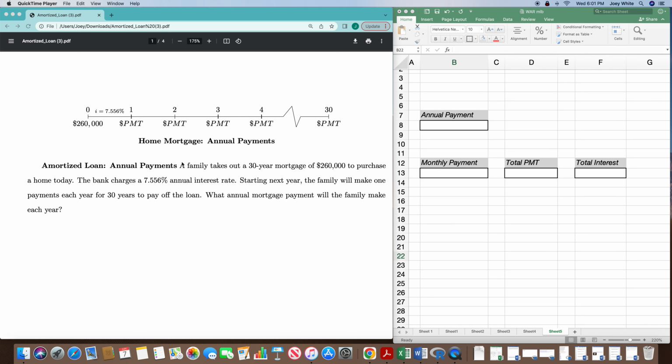In this example, we have a family that takes out a 30-year mortgage of $260,000 to purchase a home today. The bank charges them a 7.556% annual interest rate. Starting next year, the family will make one payment each year for 30 years. So what's going to be their annual mortgage payment each year?